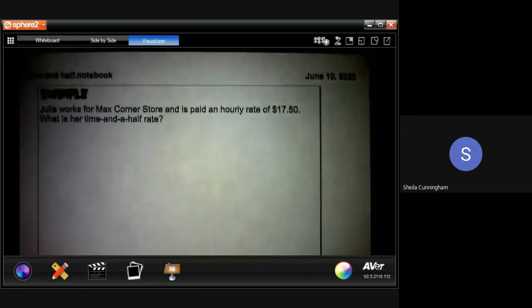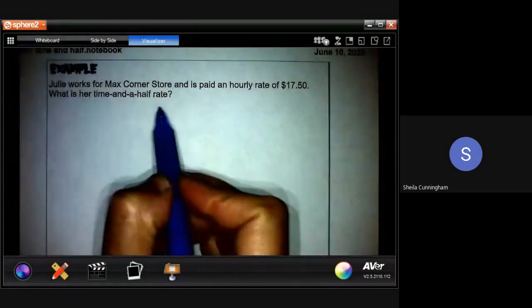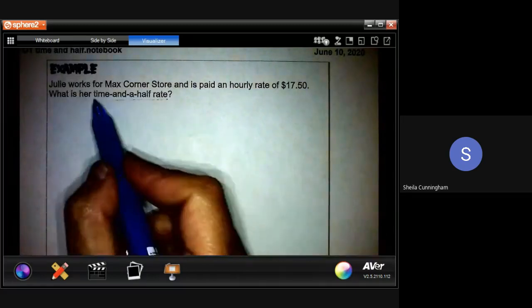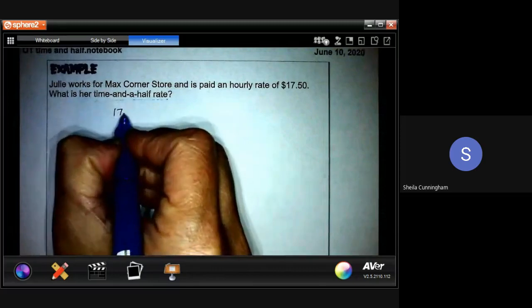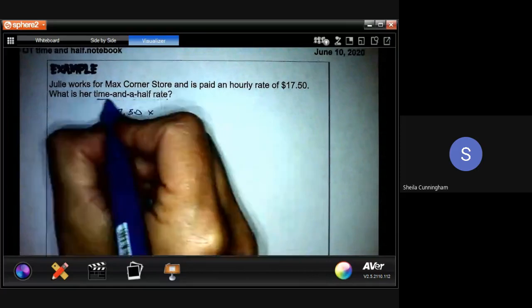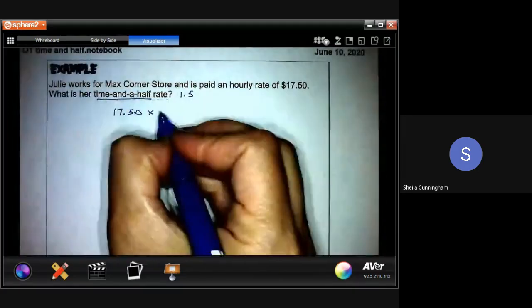So we've got Julie working for Mac's Corner Store, and she is paid at an hourly rate of $17.50. If she was getting overtime at time and a half, we want to know what she would actually be getting paid per hour. So we want to know what her time and a half rate is. All we would do is take what she is getting paid per hour and multiply it by 1.5.